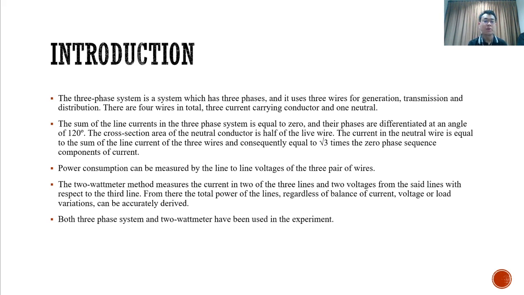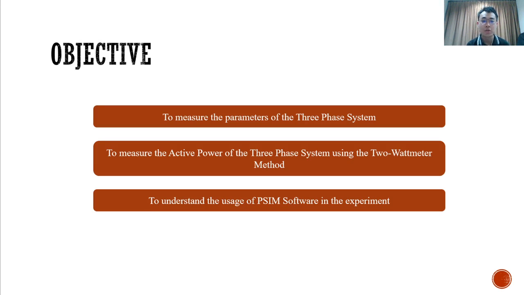Okay, let's go into the objectives of the experiment. We have 3 main objectives, which are to measure the parameters of the three-phase system, to measure the active power of the three-phase system by using the 2 wattmeter method, and to understand the usage of PSIM software in the experiment. Okay, let's go into the methodology of the experiment.